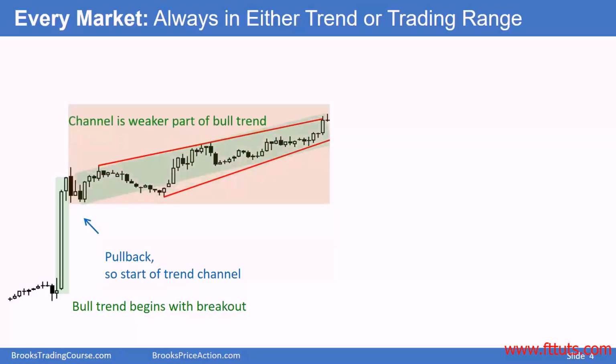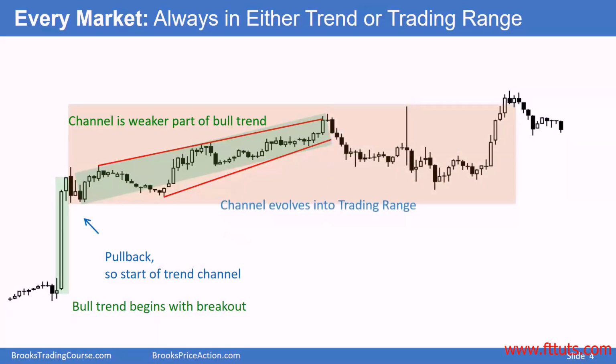And a channel is a weaker trend, but it's still a bull trend. We're still going up. We have highs that are above prior highs, so we have higher highs and we have higher lows. And that is the definition of a trend. Eventually, a channel typically evolves into a trading range. So I view a bull channel as a bear flag because most of the time you get a bear breakout and a transition into a trading range.